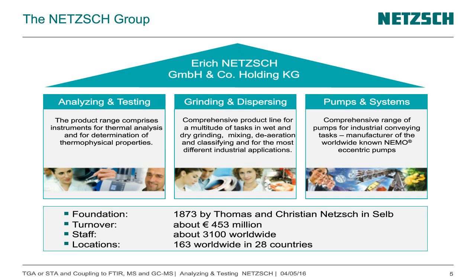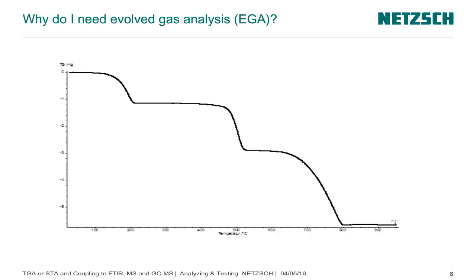The next picture here shows a TGA curve. I think everybody who has done TGA in their life has seen it. But the question is always, what reactions happen, what gases are evolved if we have a decomposition, or also if we have mass increases, there are changes in the gas phase.